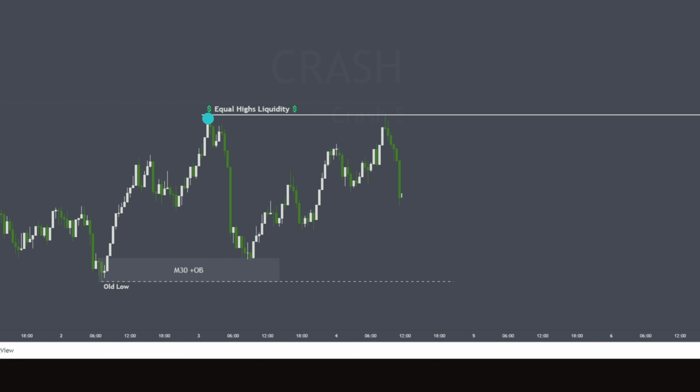So we had price forming 1, 2. Those are 2 equal highs, and before forming the second high, price did drop to this bullish order block, and then push to the upside. Let's see what's going to happen. Will they push to the upside, then try to reach for this old low?